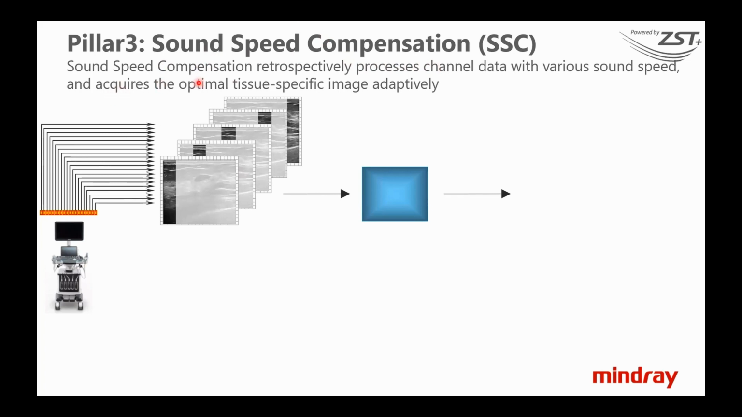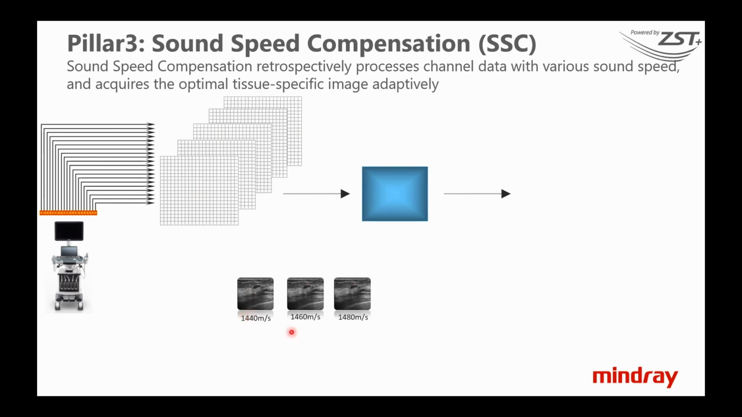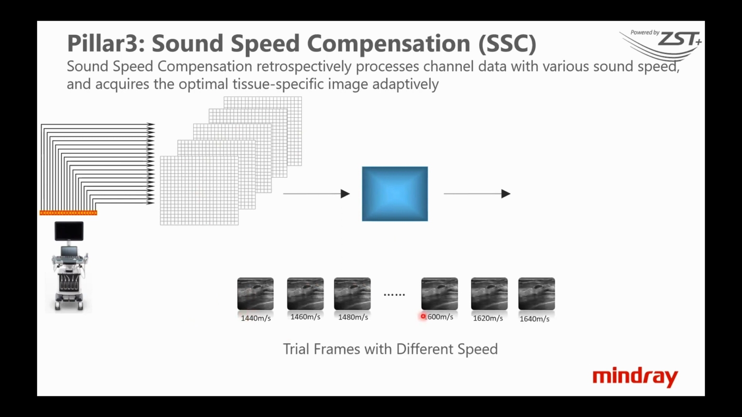So the sound speed compensation processes the channel data area by area, okay? And makes a compensation for sound in each area. Then it collects it together in order to give you a high resolution image, using different speeds for each organ. So the doctor can see which is the better image and he can make a compensation from his machine to give him a better image. So here there can be compensation.